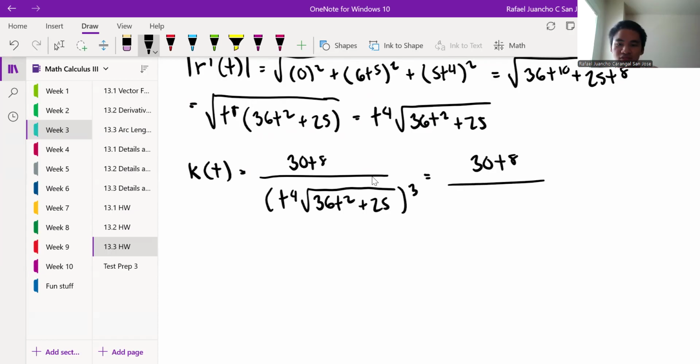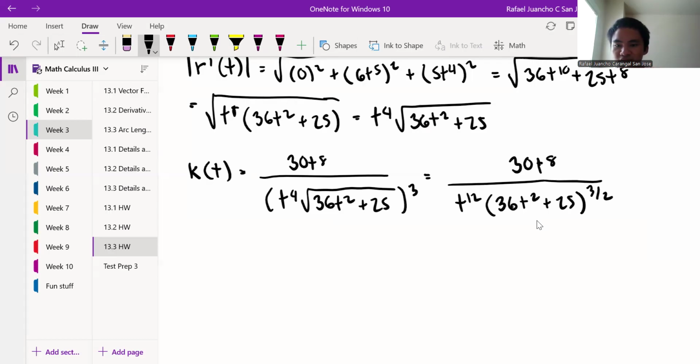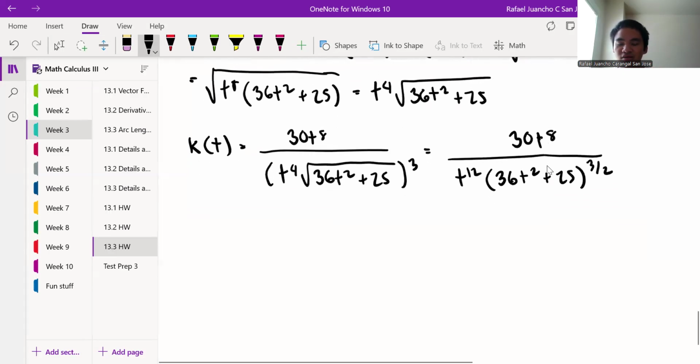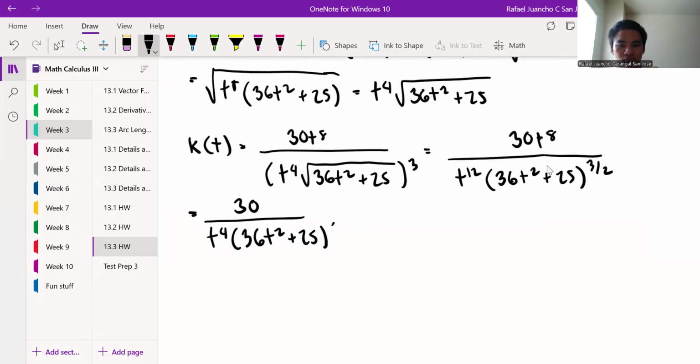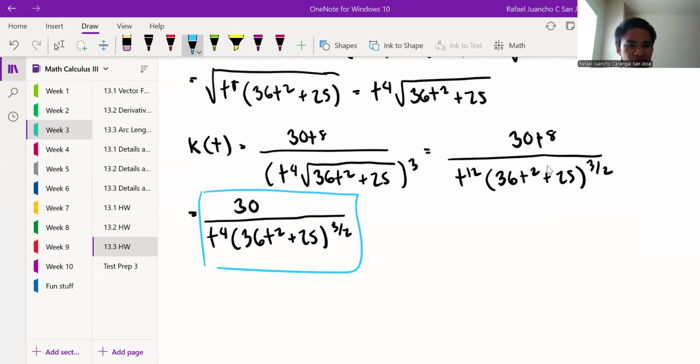I can say this is t to the 12, and then this is 3 over 2. T squared. And I can still simplify t over 8. I can still simplify by factoring out a t to the 8th. So this would give me 30 and this is just t to the fourth. And so that would be kind of my final answer here. Yeah, seems correct. Okay, let's do another curvature problem.